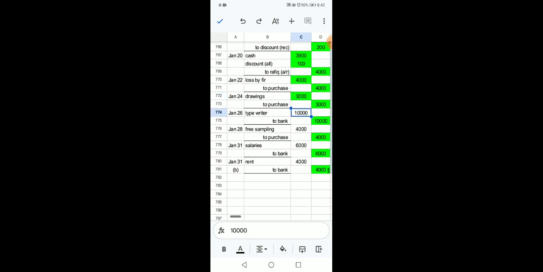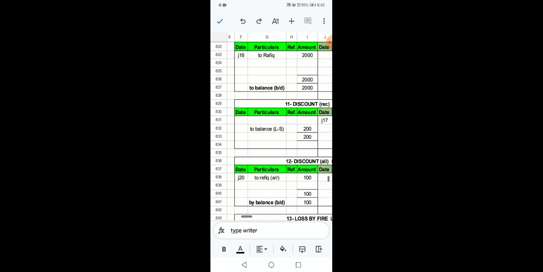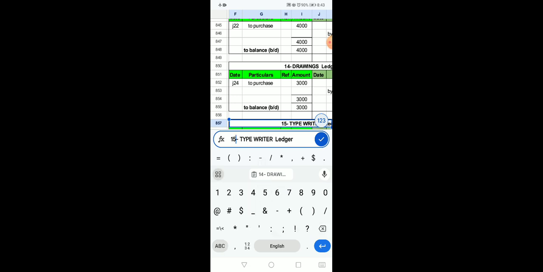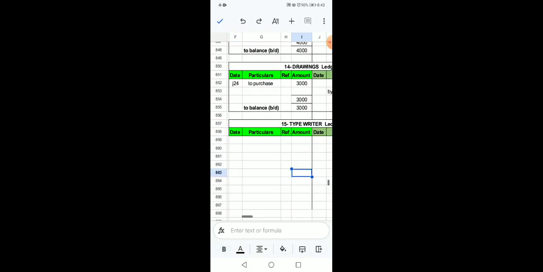Now let's see what is next for us. This is an unmarked entry, typewriter. So we are going to make the next ledger for typewriter. I am taking the same heading from the previous ledger and going to change the title. The next ledger we are making is for typewriter. Change the number as well. It is the 15th ledger we are making, but all headings are similar.